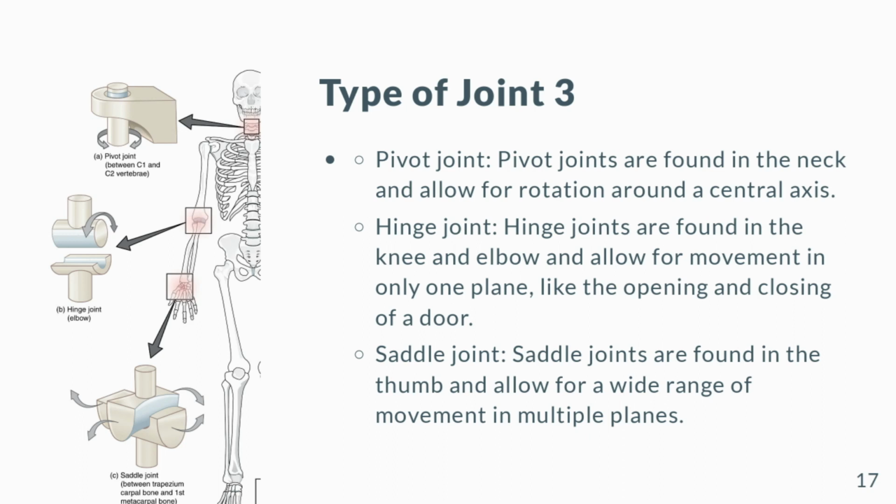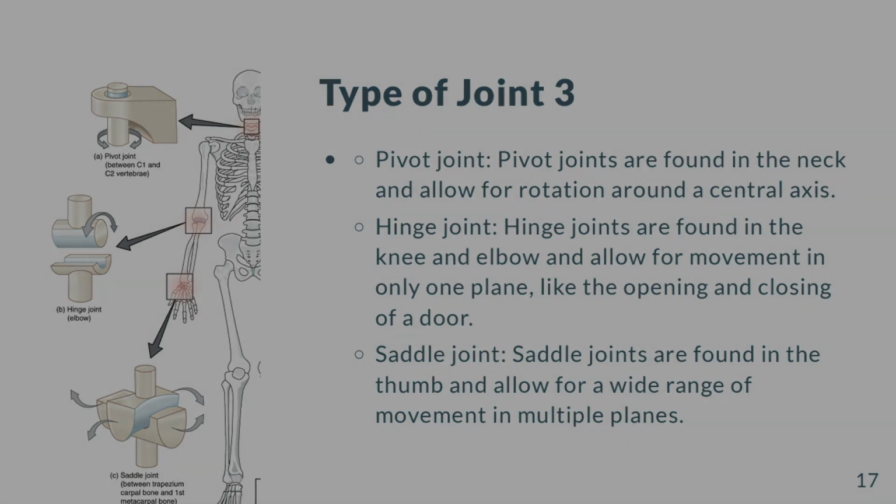Saddle joint. Saddle joints are found in the thumb and allow for a wide range of movement in multiple planes. They consist of two saddle-shaped surfaces that fit together.